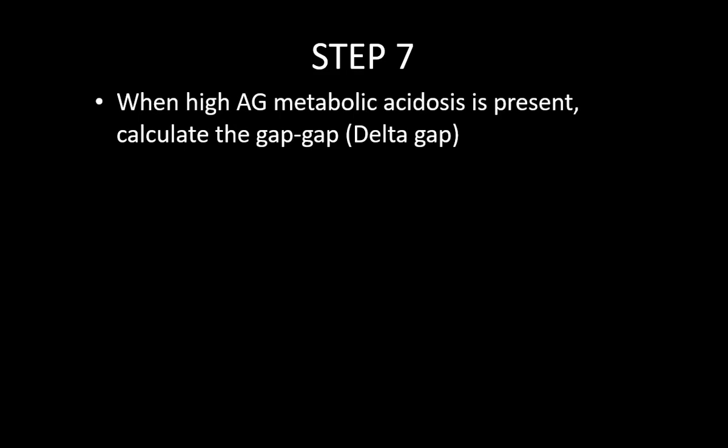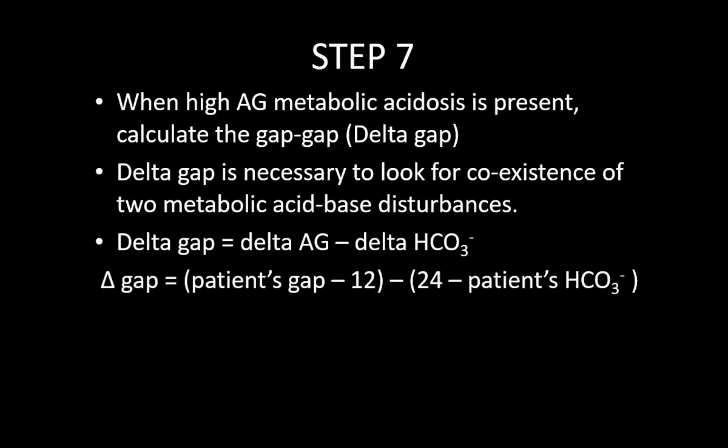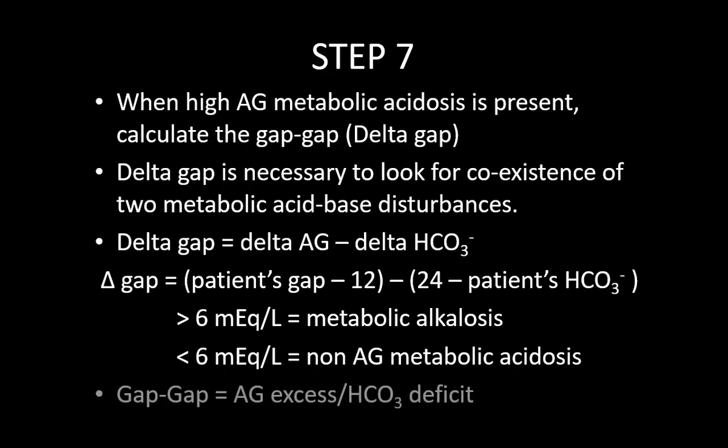So overzealous saline infusion. Coming to step 7, when high anion gap metabolic acidosis is present, calculate the delta gap. Delta gap is necessary to look for coexistence of 2 metabolic acid-base disturbances. So delta gap is what? Delta anion gap minus delta bicarb. The delta anion gap is the patient's gap minus 12, and delta bicarb is 24 minus the patient's bicarb. If it is more than 6 milliequivalents per liter, it is a metabolic alkalosis. If it is less than 6 milliequivalents per liter, it is a non-anion gap metabolic acidosis.